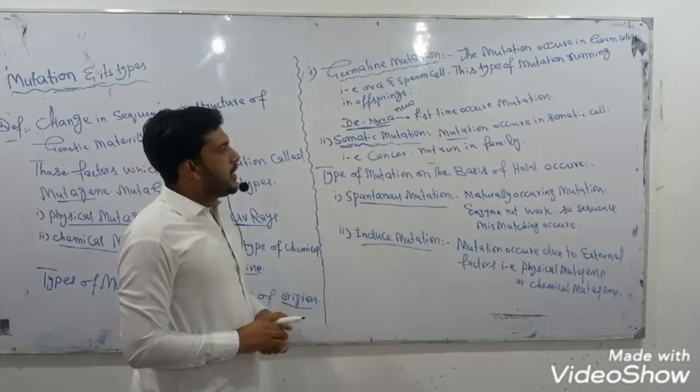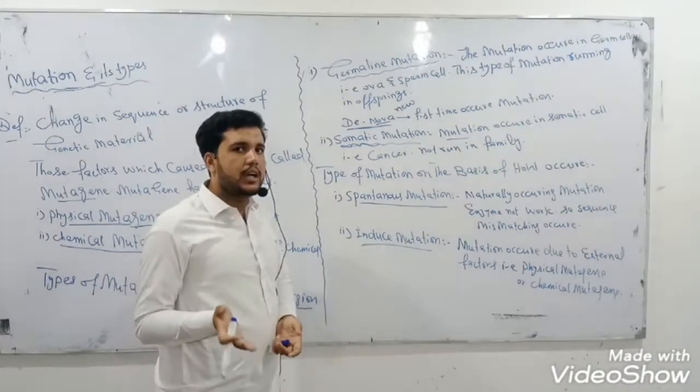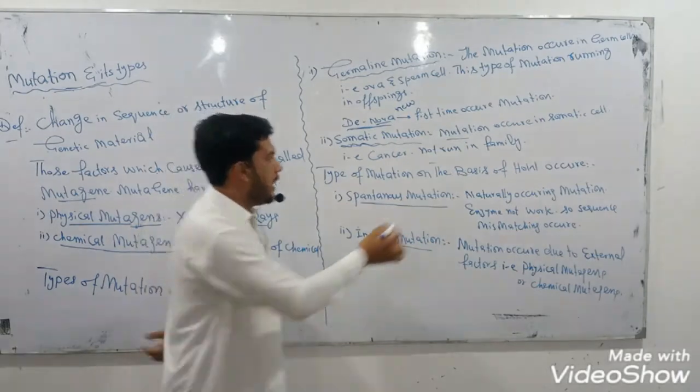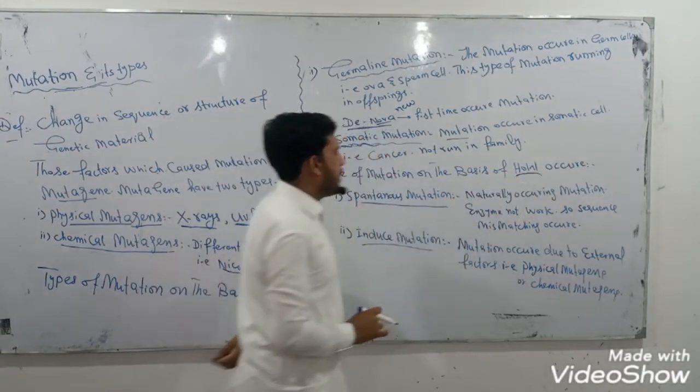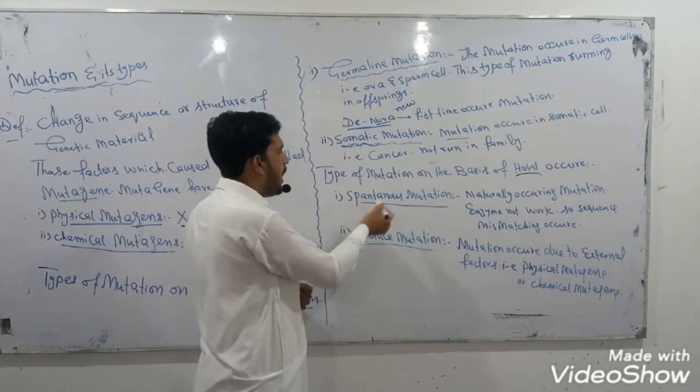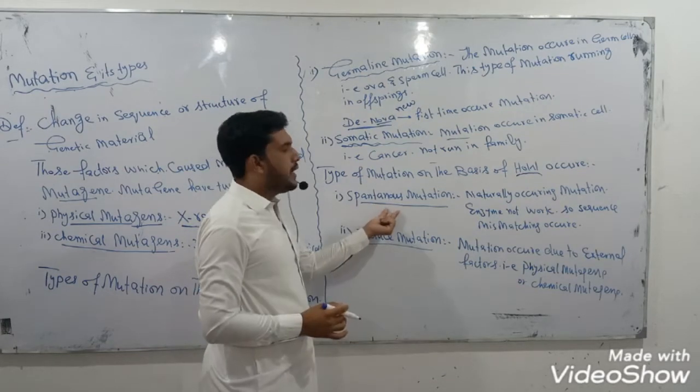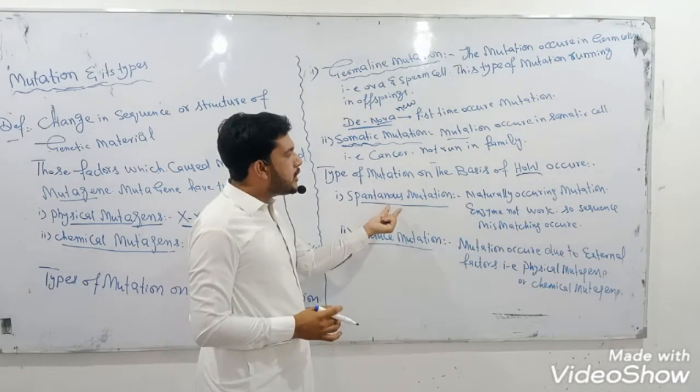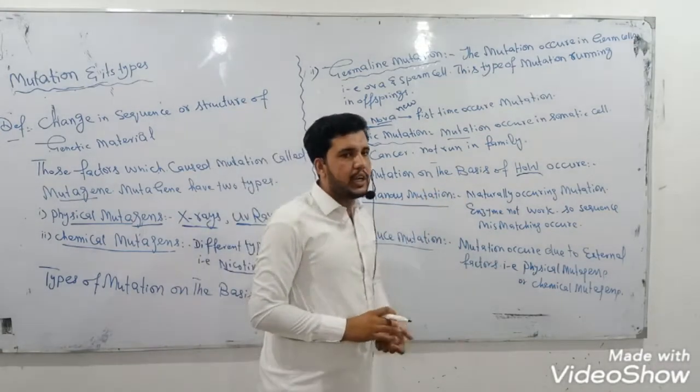Now, types of mutation on the basis of how they occur. There are two types of mutation on the basis of how. Number one is spontaneous mutation. Spontaneous mutations are those mutations which occur naturally.